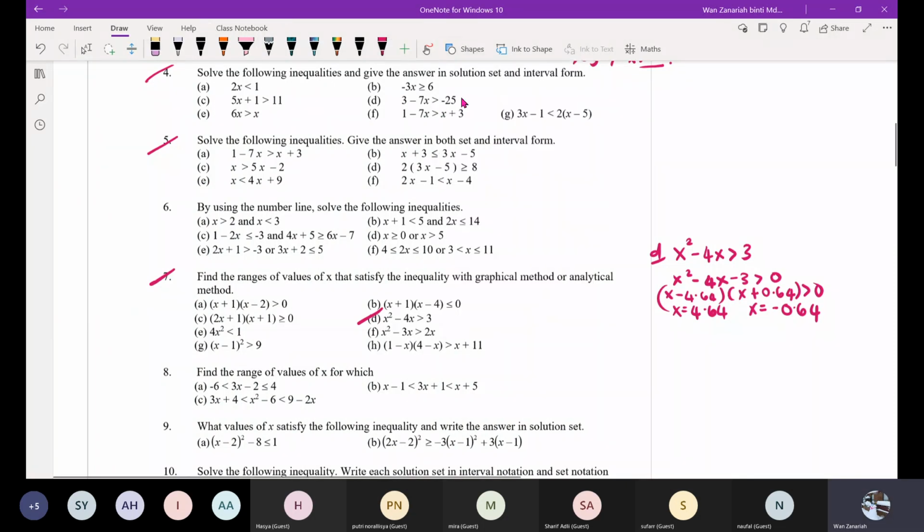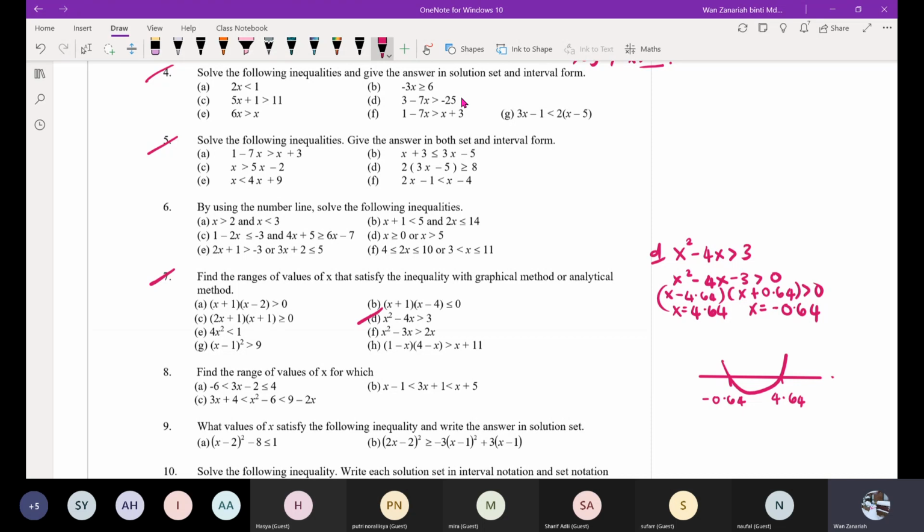So as usual, what do they want? Graphical or analytical. Since it is quadratic, straight away do graphical, easier. Okay, a is positive, so it is a smile graph. So which one first? 0.64 followed by 4.64. Can we use decimals? Yes, no problem. They are values too, you cannot ignore them.